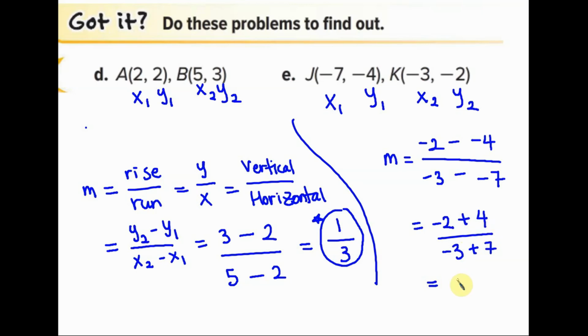-2 plus 4 is 2. -3 plus 7, I get 4. I'm going to simplify just one more time, so I get 1/2 as my final answer.